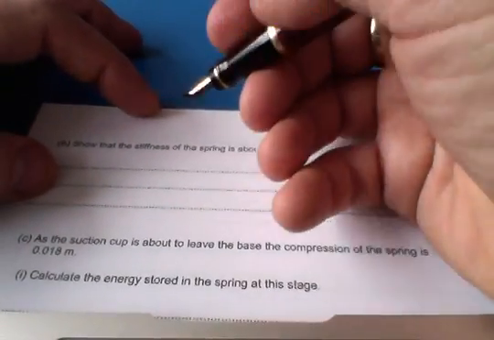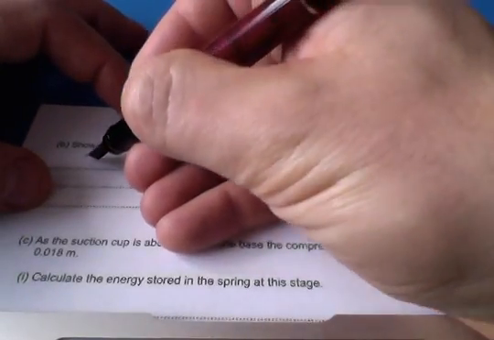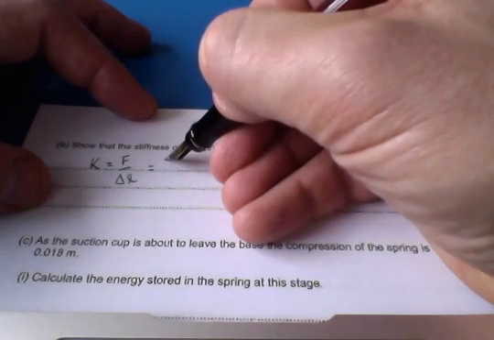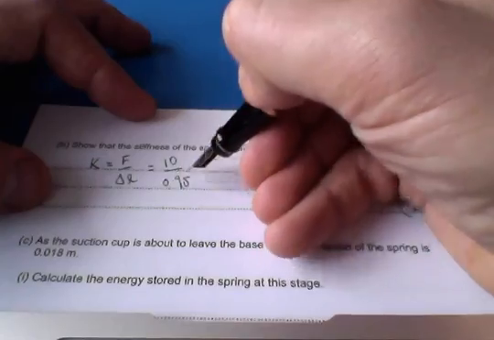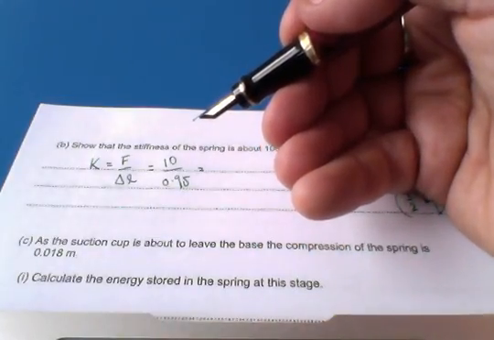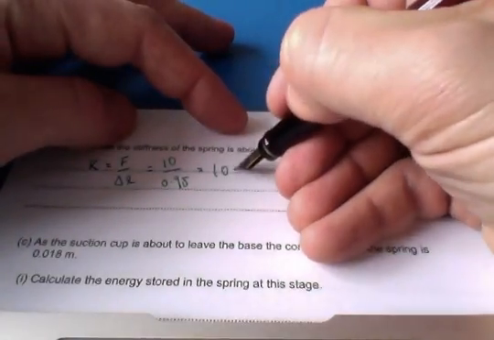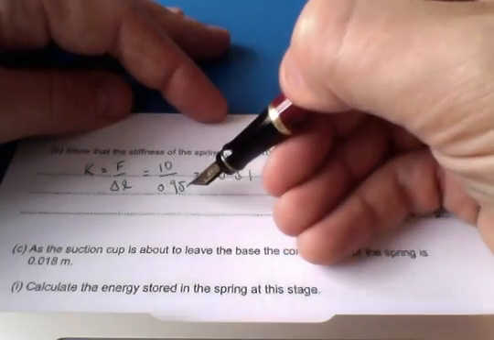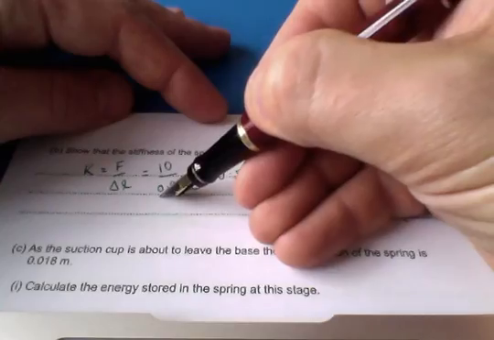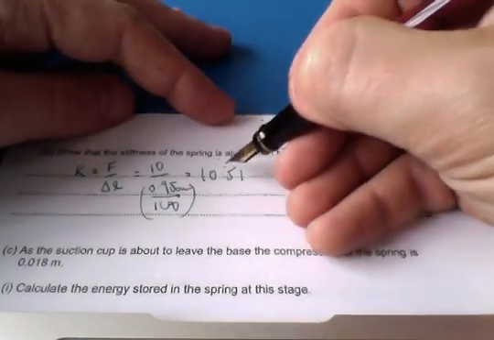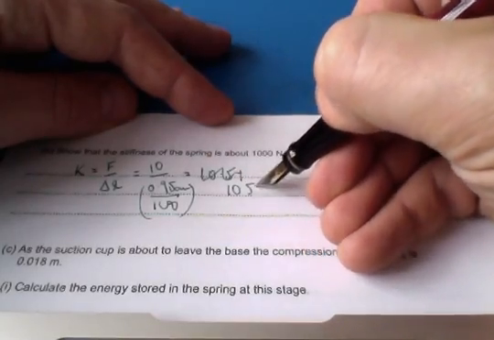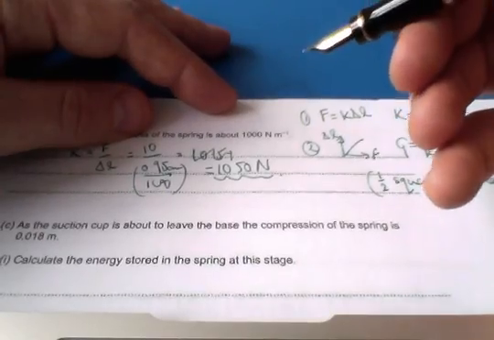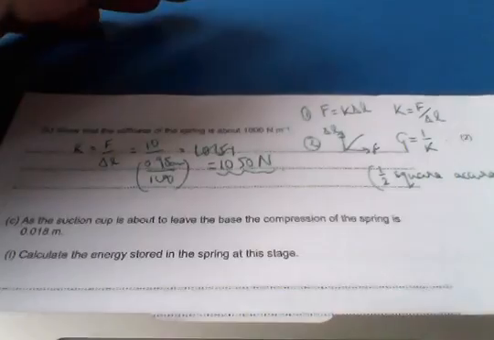So I'm going to take that one, so K is going to equal F over delta L, which is 10 over 0.95, giving me 10.5. And lastly here, of course, what I failed to see there, that is in centimeters. So I need to convert that to meters, which actually gives me 1050 newtons. Correct. We could do it by gradient if you wanted. That's another way in which it can be done.